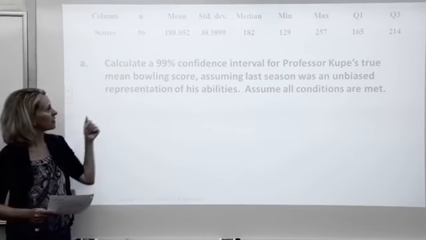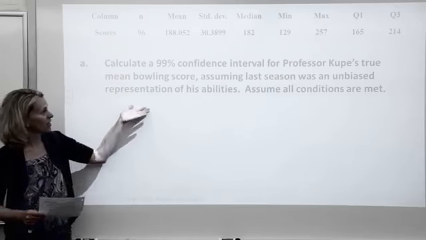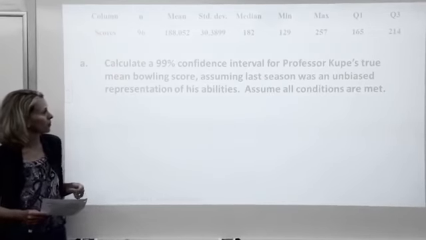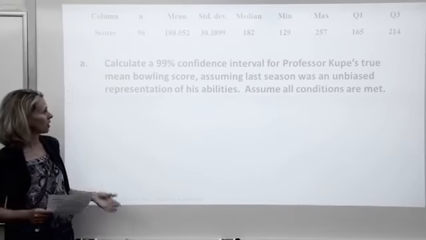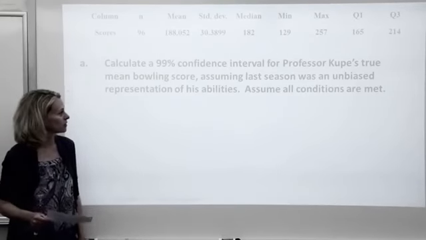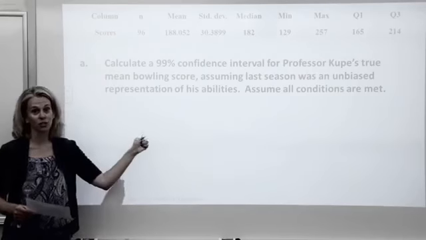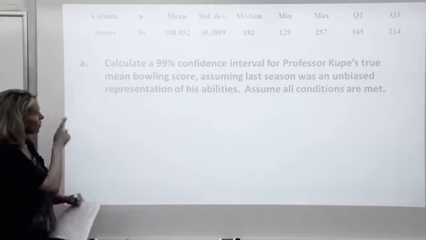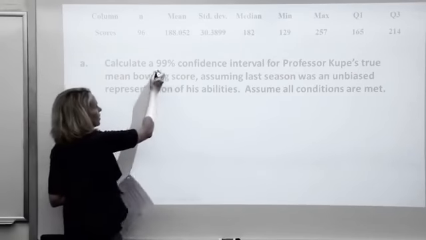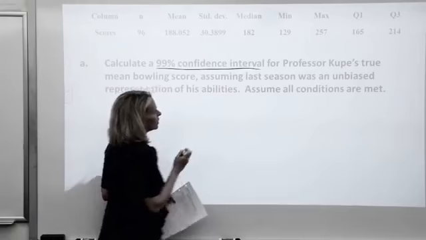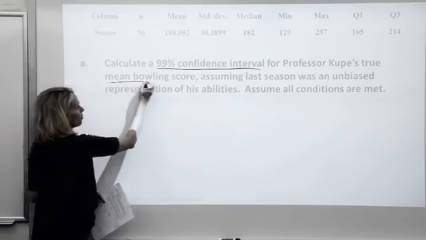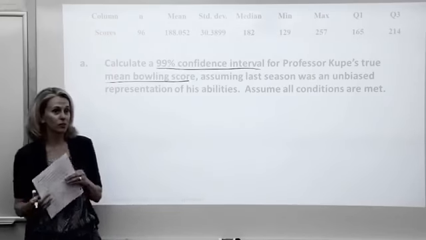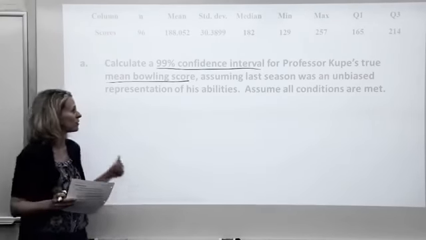So you have the summarized data, and we're going to calculate a 99% confidence interval for Professor Coop's true mean bowling score, assuming that last season was an unbiased representation of his abilities. We'll also assume that all the conditions for constructing a confidence interval for a mean are met. So first thing, I'm supposed to calculate a confidence interval for a mean bowling score. We've done confidence intervals for proportions, now we're looking at confidence intervals for means.